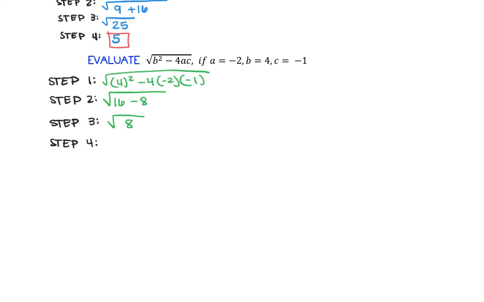However, we can break this down. So 8 has a perfect square factor. So it would be the square root of 4 and the square root of 2. We can take the square root of 4, which is 2. However, we cannot take the square root of 2, so it stays radical 2, square root of 2, however you want to say that. So then your final answer would be 2 radical 2.